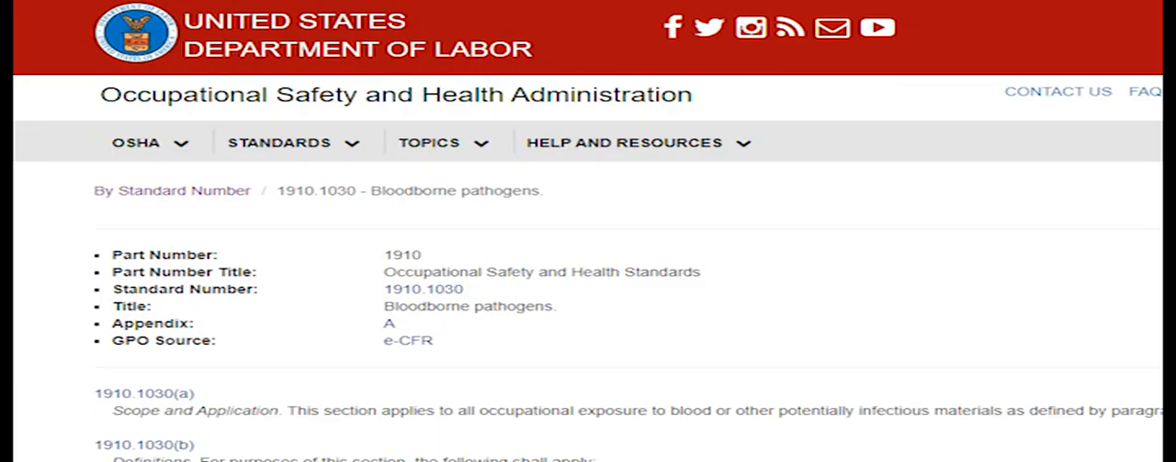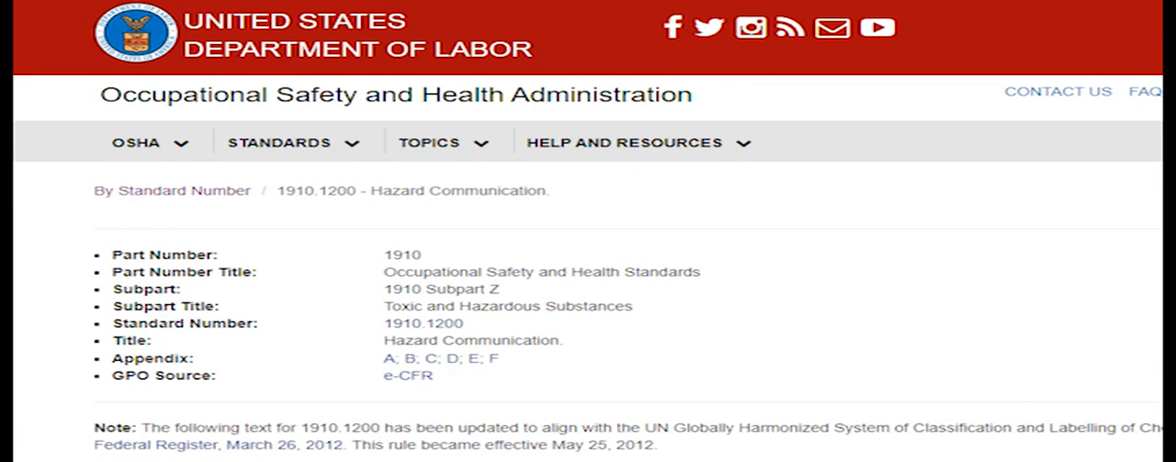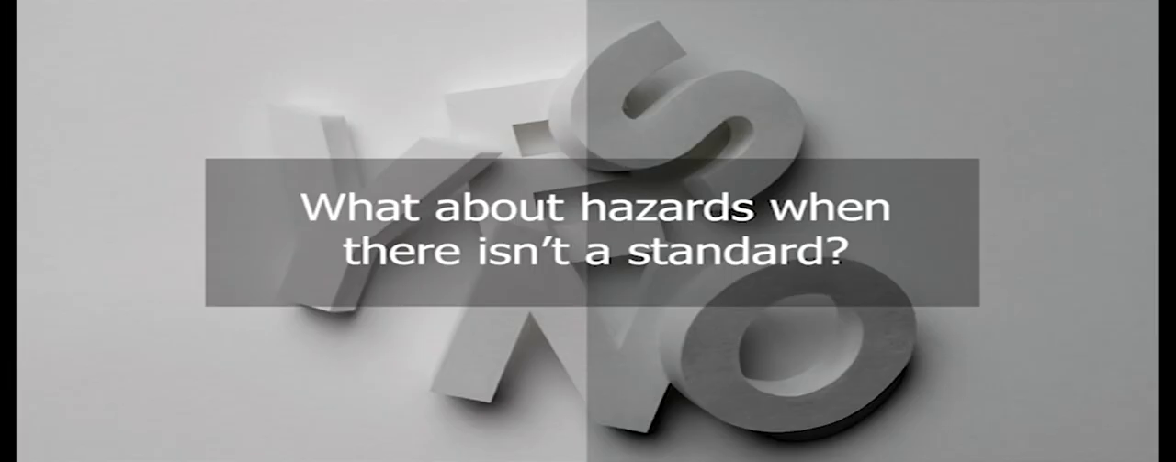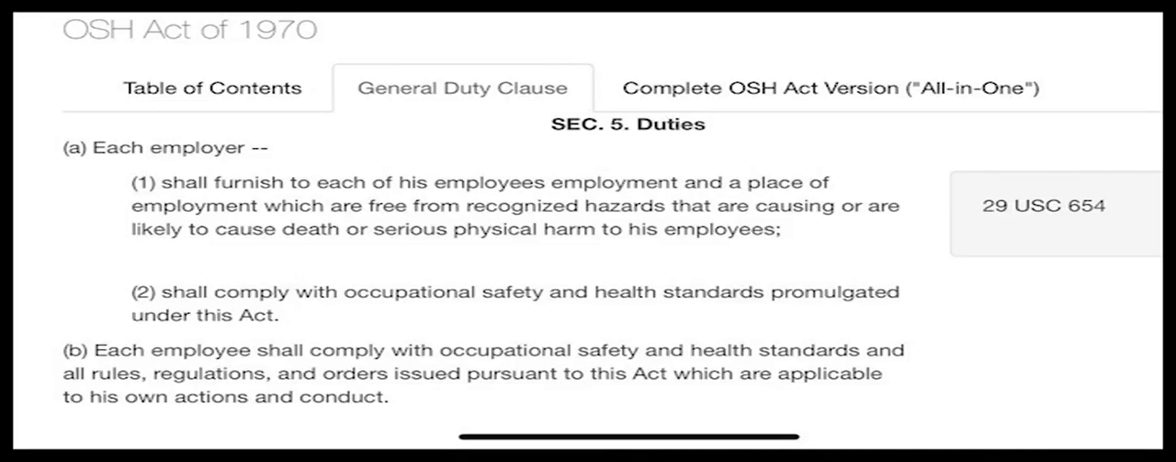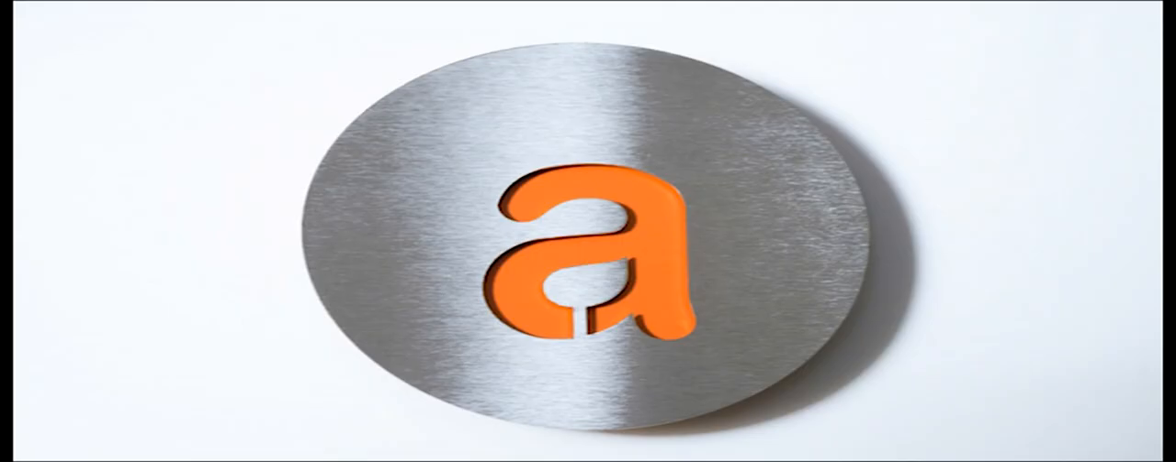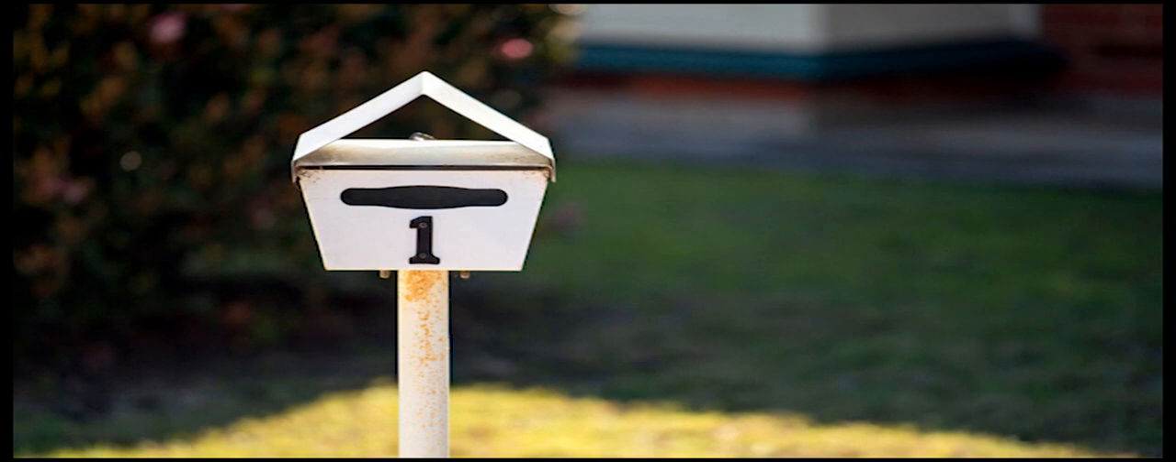The majority of our training will focus on OSHA standards, like the Bloodborne Pathogens standard or the Hazard Communication standard, but sometimes hazards exist in a gray area or outside of a direct standard. Enter the General Duty Clause. Under this catch-all clause, an employer has an obligation to protect you from workplace hazards even when there isn't a standard. Preventing workplace violence is a perfect example. No standard, but a general duty under Section 5, Subsection A, Paragraph 1 of the Occupational Safety and Health Act of 1970.